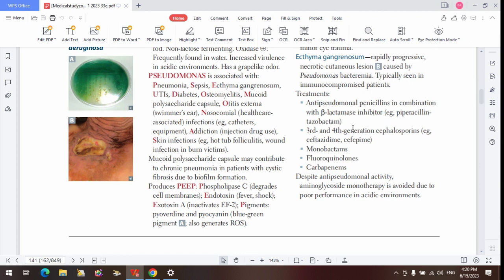The first thing that we should always remember is that there's a penicillin that can work against Pseudomonas. And this penicillin is known as piperacillin tazobactam. So piperacillin is the penicillin itself. That's the anti-Pseudomonas penicillin. The tazobactam is a beta-lactamase inhibitor.